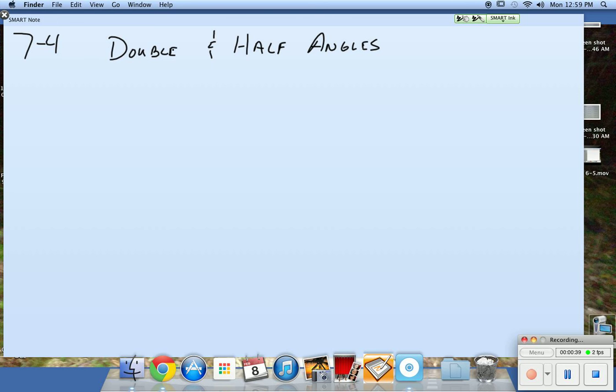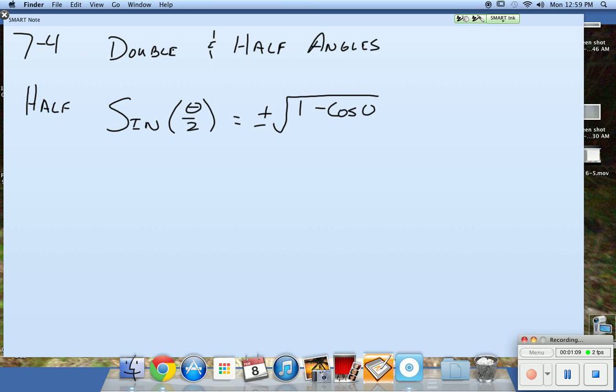Actually, we're going to start off with the half angle first. Half angle identities. We're going to write these out, and these aren't bad to remember. Sine of theta over 2 equals plus or minus the square root of 1 minus cosine of theta, divided by 2. These are half angles.